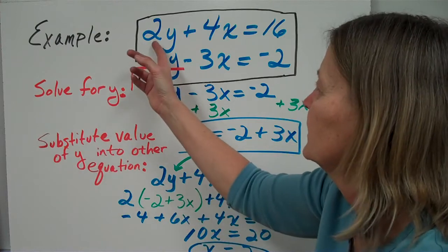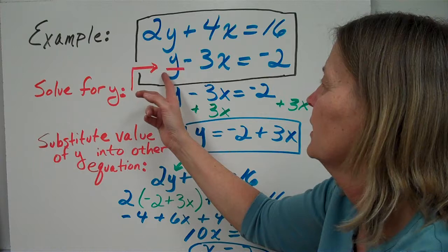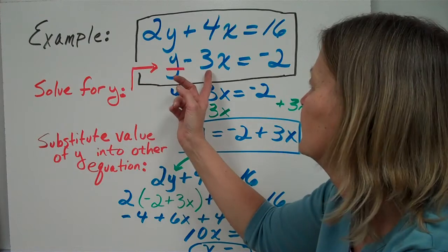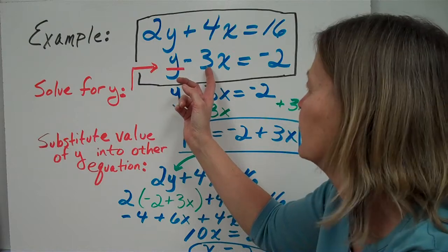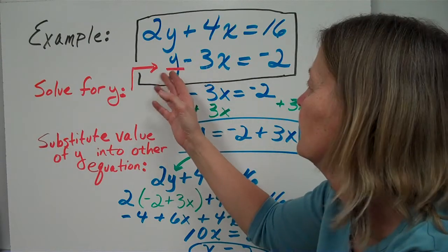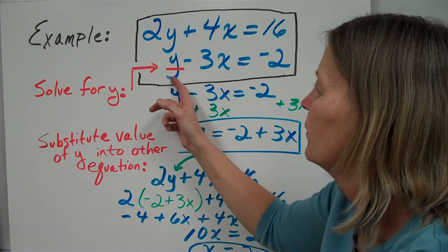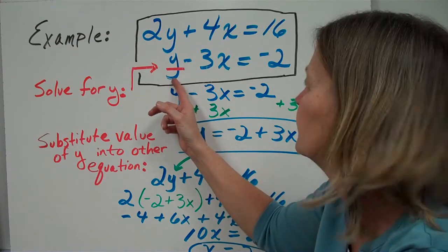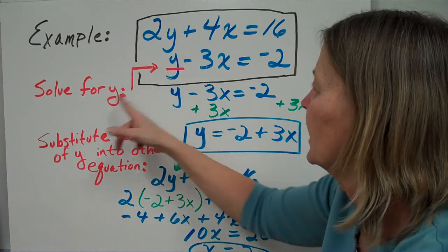Well, let's look. This has a coefficient of 2. This has a coefficient of 4. This has a coefficient of 1. And this has a coefficient of negative 3. It is always the easiest method. It's not the only method, but the easiest. And that's the one I'd like to show you, which is to solve for the variable with the coefficient of 1. So this is the only variable with a coefficient of 1. So I'm going to solve for y.